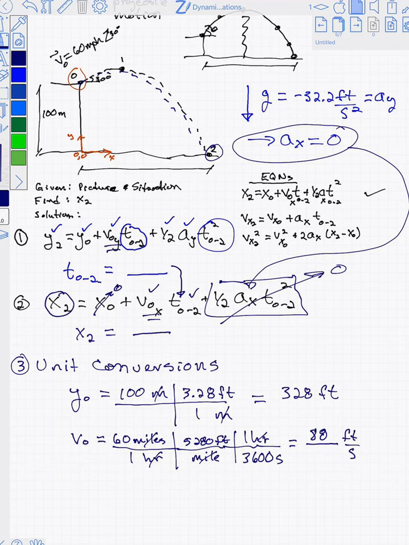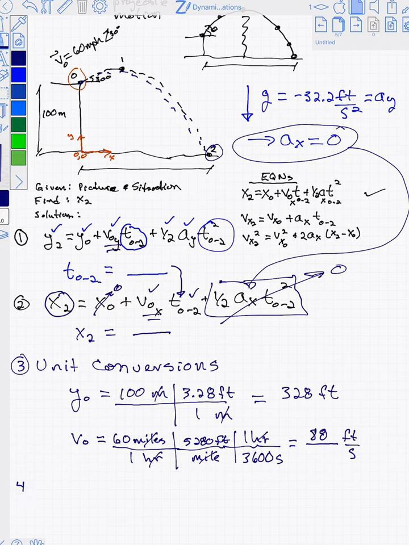Let's talk to Siri. Convert 60 miles per hour to feet per second. The answer is 88 feet per second. There we go. All right, so now in step 4, we're just doing the math here.